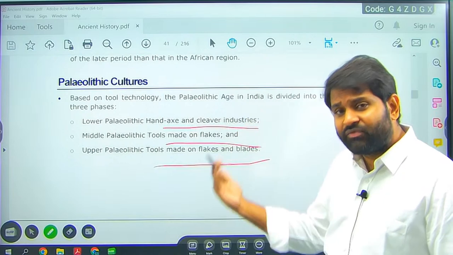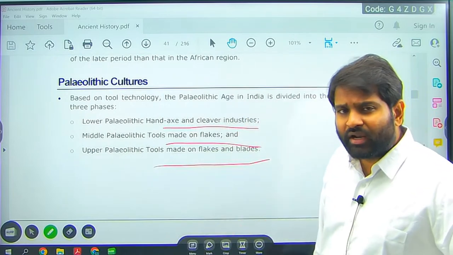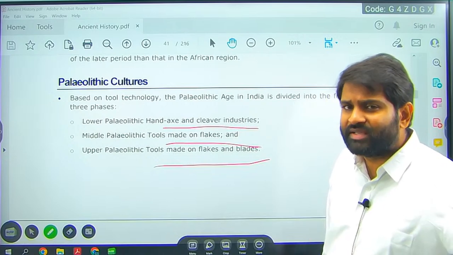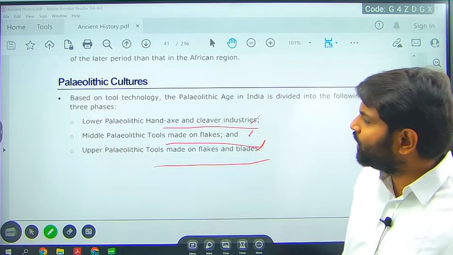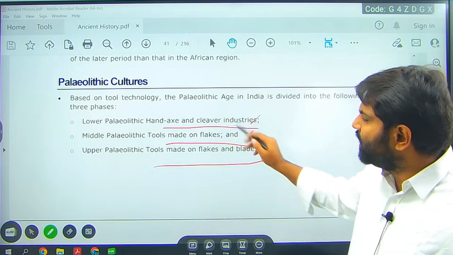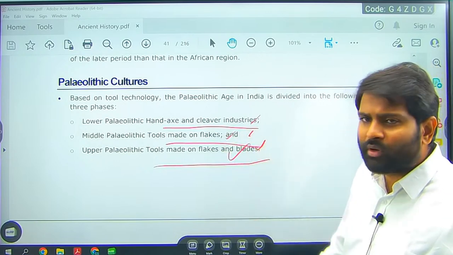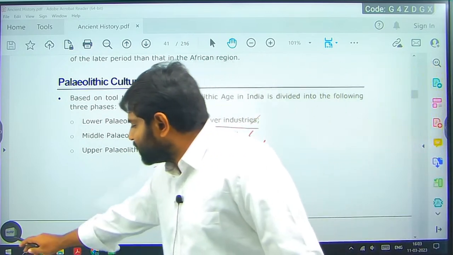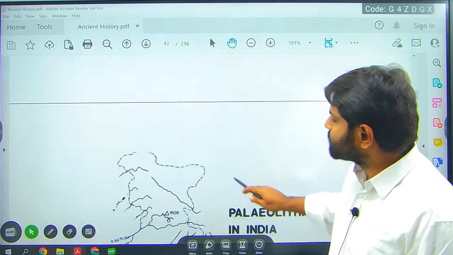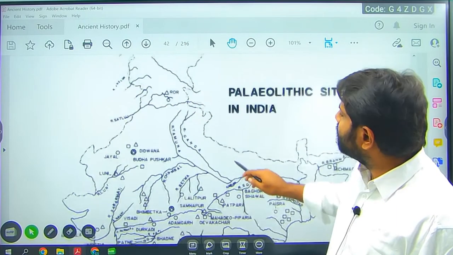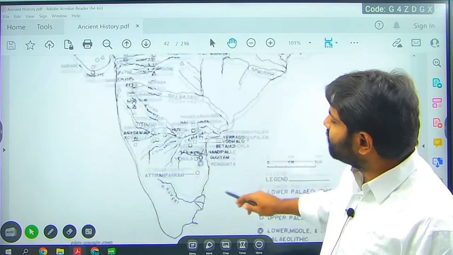Paleolithic is a very broad phase. In the Paleolithic age, we are trying to divide the whole timeline into three phases: lower, middle and upper Paleolithic age. In the lower Paleolithic, hand axe and cleaver industries were there. In the middle Paleolithic age, flakes were there. When you come to the upper Paleolithic age, flakes and blades were there. So you can see Paleolithic sites in India. These are the different sites we will try to identify.